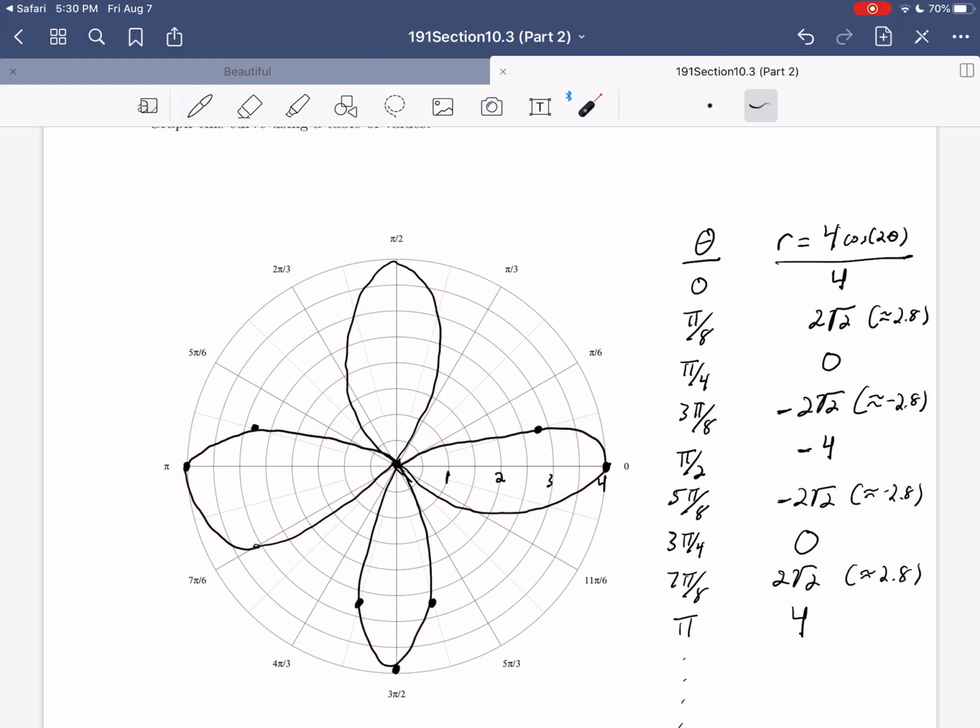So the reason we do these after parametric is because with parametric, you get a sense of letting the parameter move forward. Same thing here, we're always letting that angle sweep from 0 to 2 pi. Last thing is that in general, the polar curves that you will be asked to draw are going to come from one of these three families.